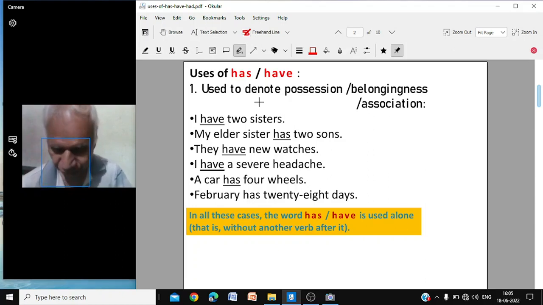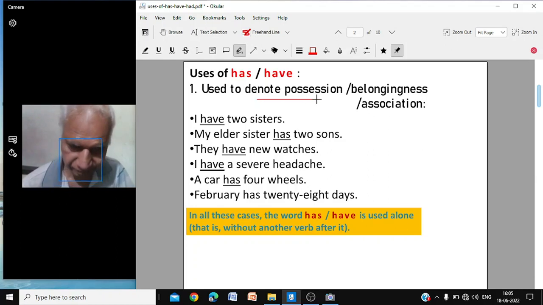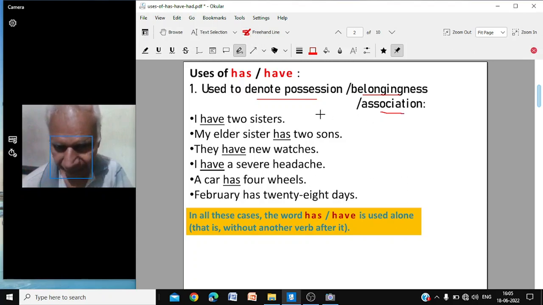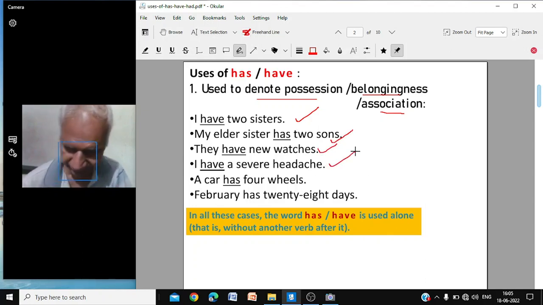So the first use of has or have is used to denote possession or belongingness or association. I have two sisters. My elder sister has two sons. They have new watches, or he has a new watch. I have a severe headache, or he has a severe headache.